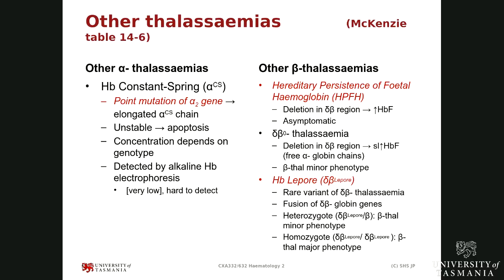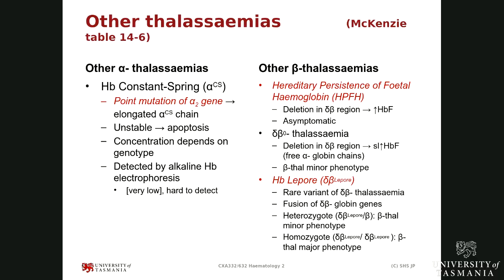Hereditary persistence of fetal hemoglobin and delta beta thalassemia, the second one down here, are very closely related. They're both due to deletions in the delta beta region, and that affects the production of hemoglobin A and hemoglobin A2. So concentrations of hemoglobin F stay high after birth and into adulthood, and that's why we get this persistence of hemoglobin F.